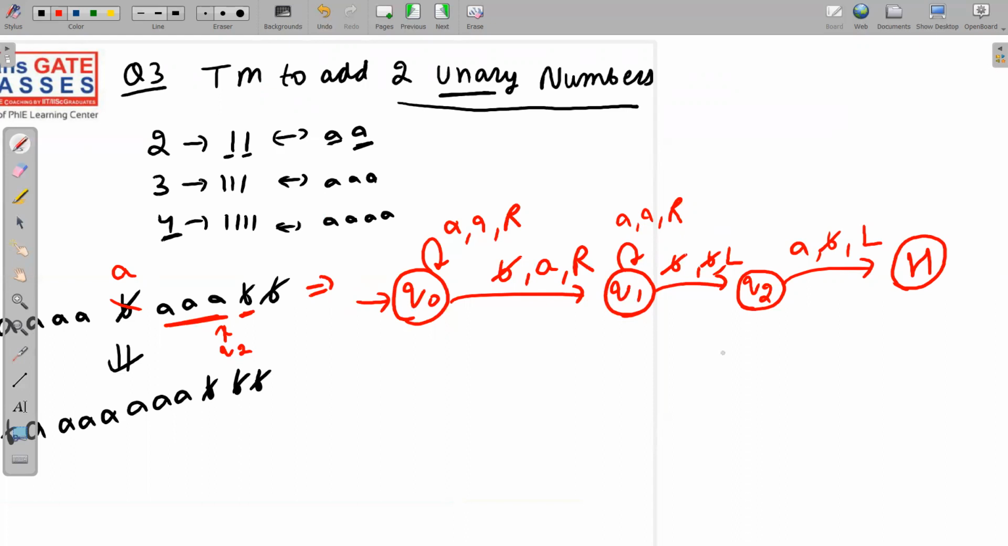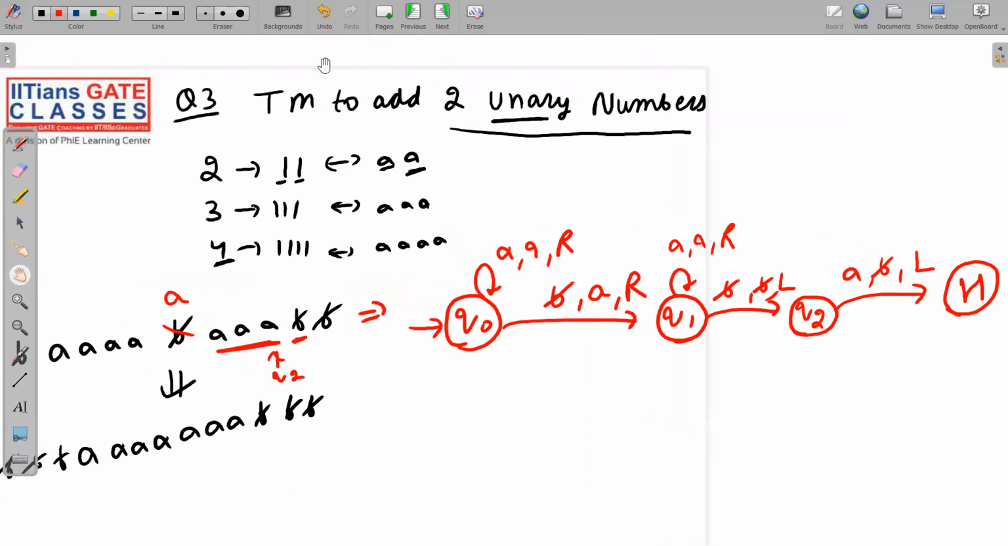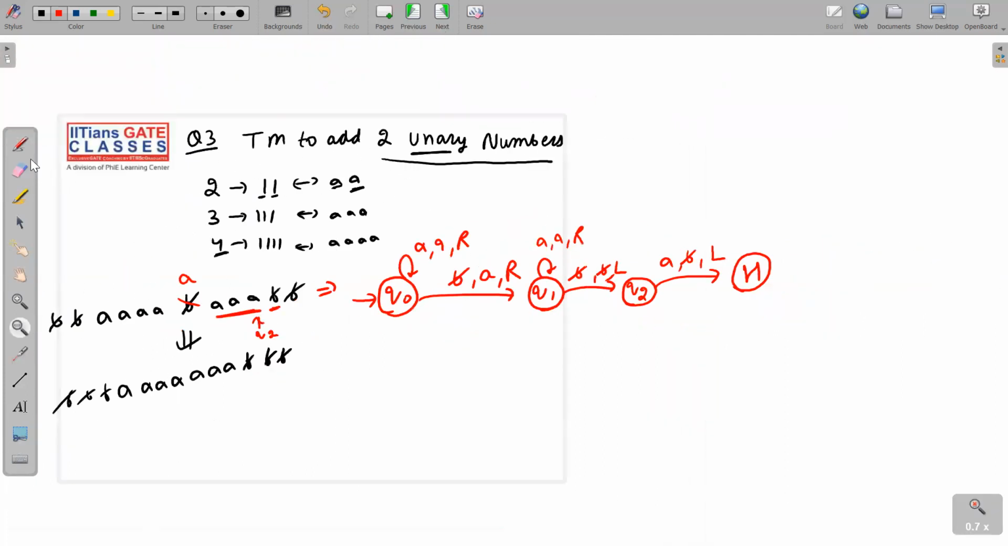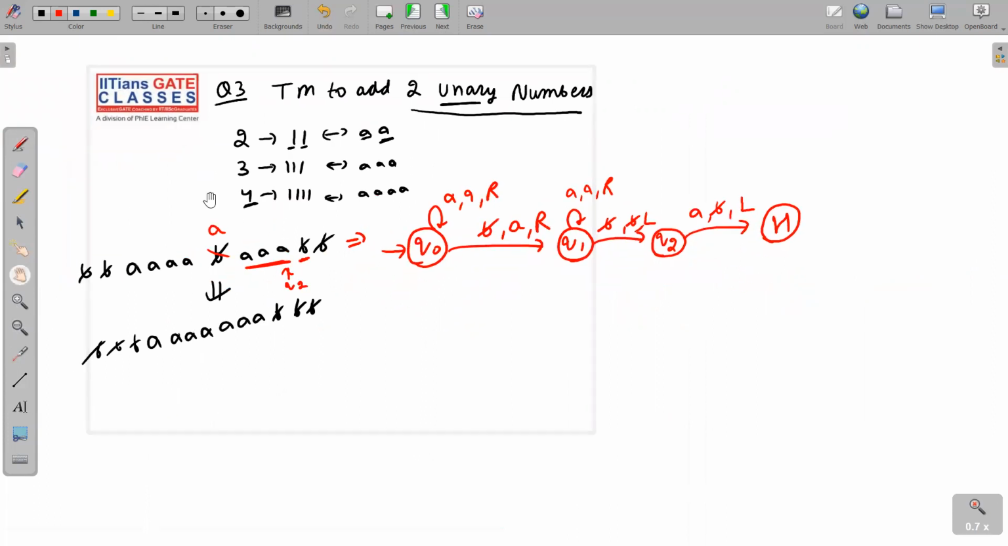I hope I have made the point clear to all of you. So this is your Turing machine to add two unary numbers. Please note it down carefully. Let me put everything on one slide so that you all can note it down. Now I think it's visible to all of you. Please note it down carefully.